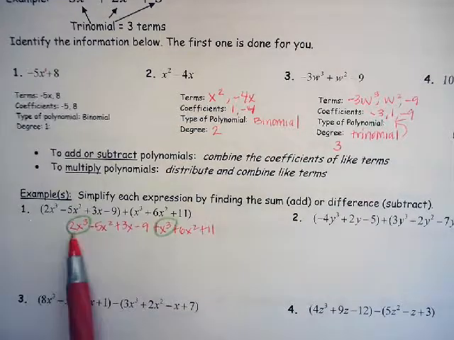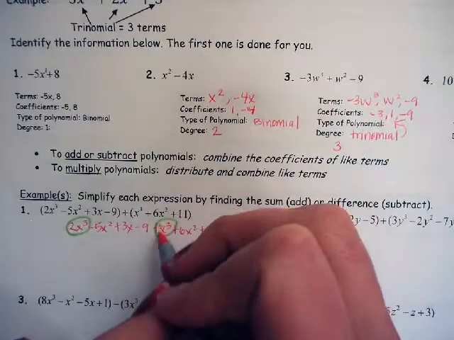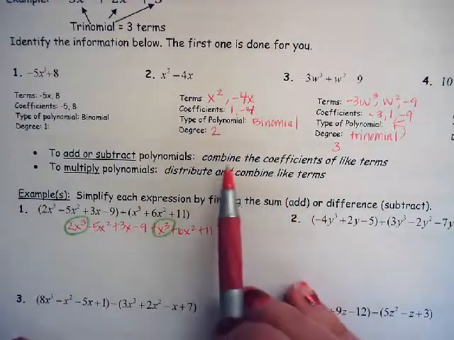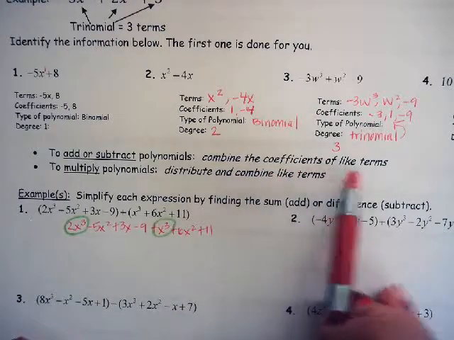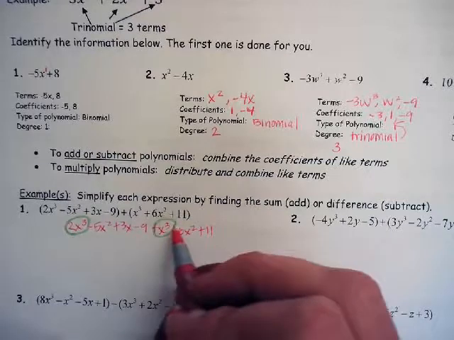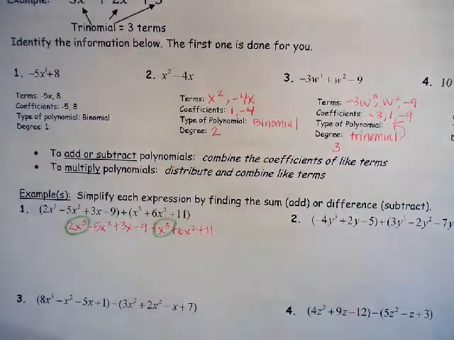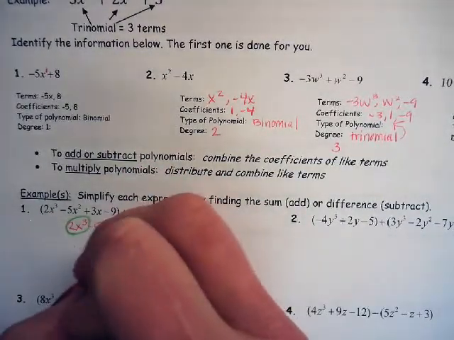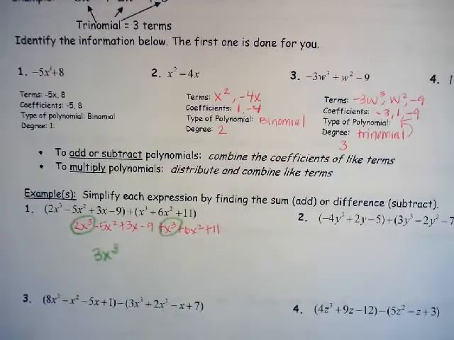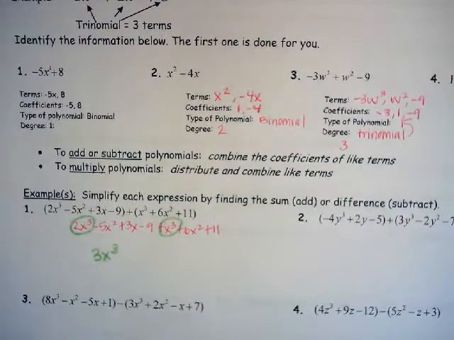So I'm just going to take 2x cubed and I'm going to add x cubed to it. Now remember, there's a 1 as a coefficient in front of this. So to add or subtract, I just combine the coefficients of like terms. So 2x cubed plus x cubed would give me 3x cubed. I'll go ahead and write it in green. We'll make sure that you can read it. There we go. All right, my next term is x squared.